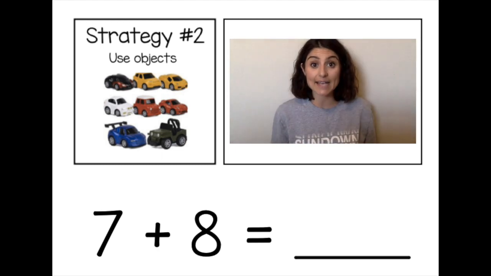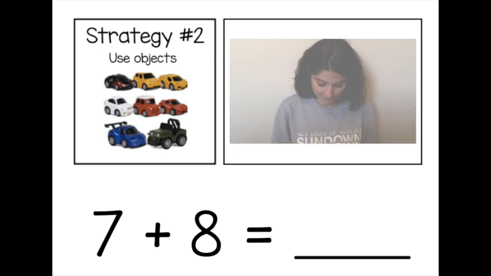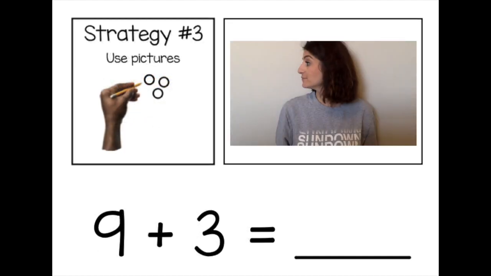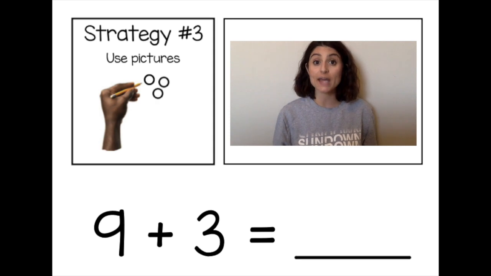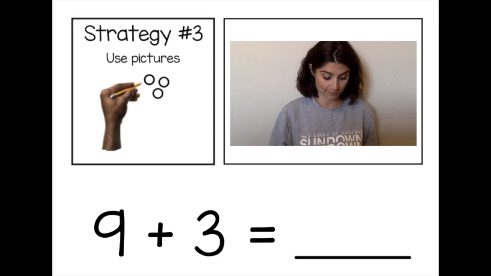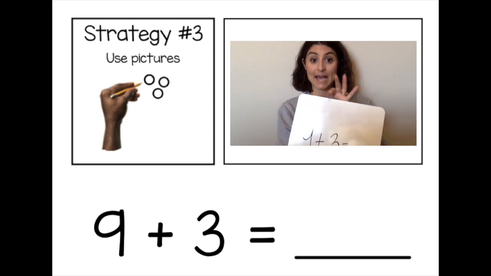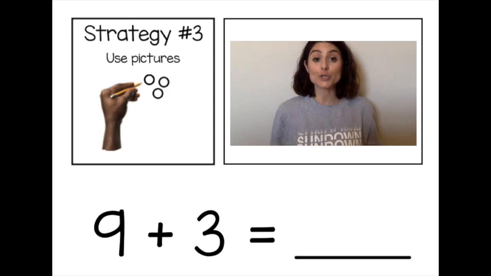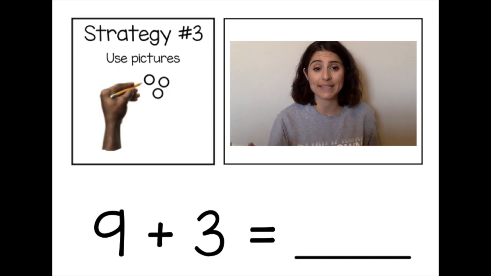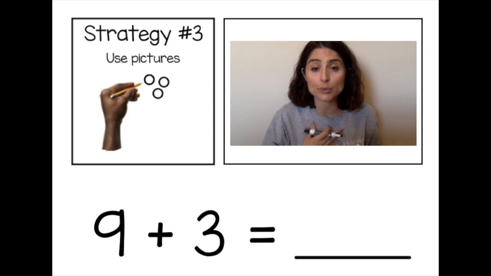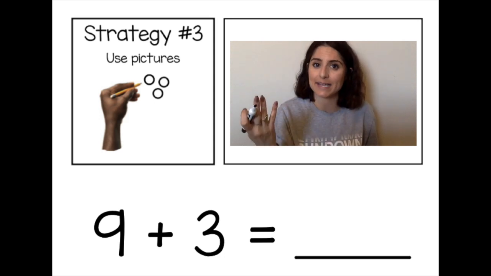Let's try the last strategy. So the last strategy is draw a picture. But before we do that, let's write down that equation below. Nine plus 3 equals. So now, for the strategy drawing pictures, you can draw just about anything. I like to make it easy peasy lemon squeezy, and I just draw circles to make it nice and quick.